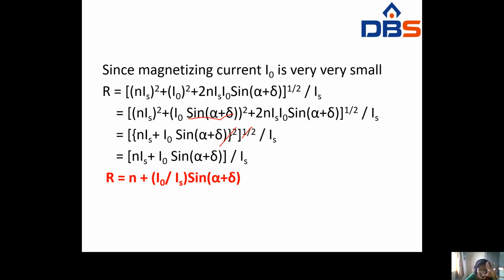At that time you get n into Is plus I naught sin(alpha plus zeta) whole to the power of 1 by 2, so the square will be cancelled. Finally, R will be n into Is plus I naught sin(alpha plus zeta) by Is. Splitting the two terms, n into Is by Is, the Is term will be cancelled, finally you get n plus I naught by Is sin(alpha plus zeta). This is the transformation ratio of the current transformer.